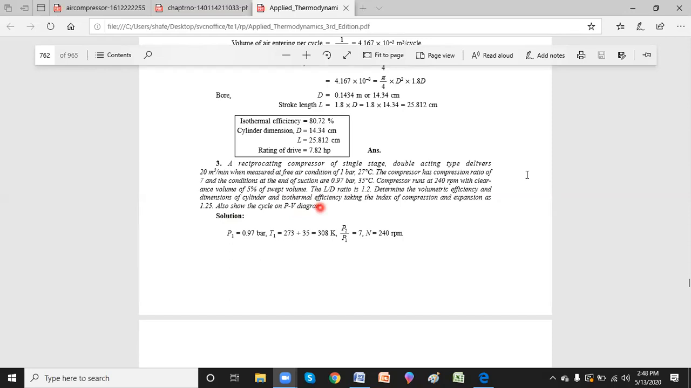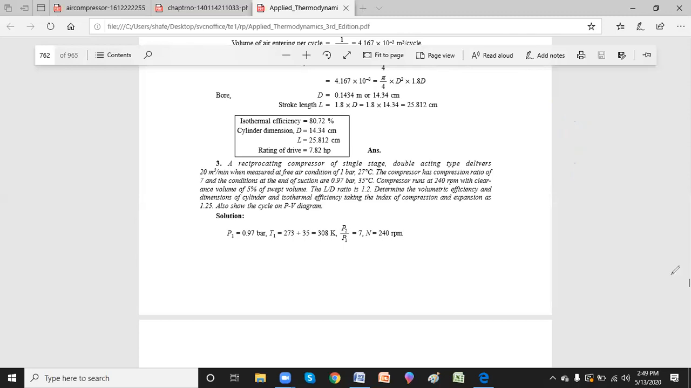See how it will be available. This is the process, this is the compression, and this is point 1. What I have left here is the clearance volume. They have given the clearance volume and asked us to find out the isothermal efficiency and volumetric efficiency.